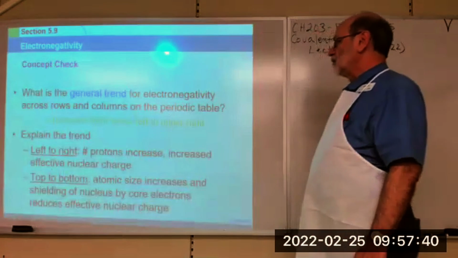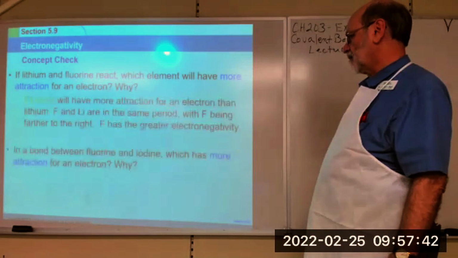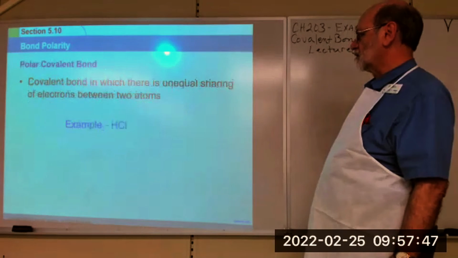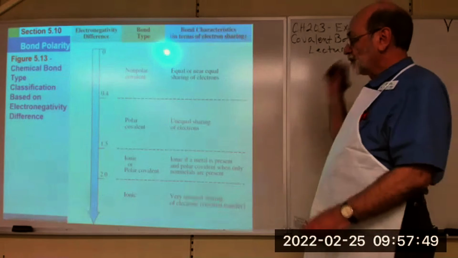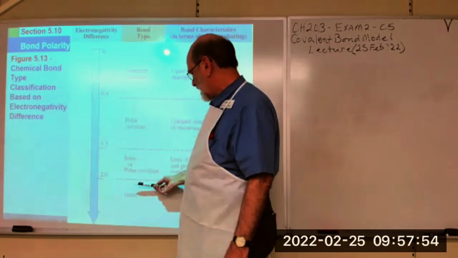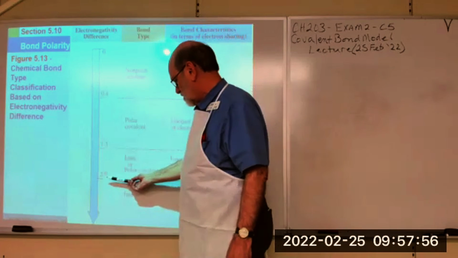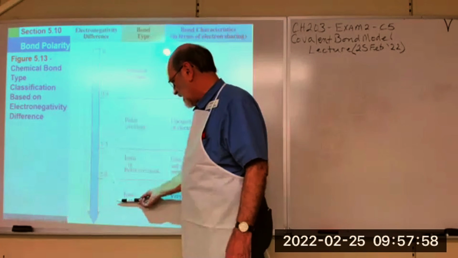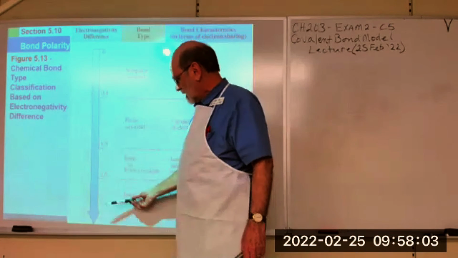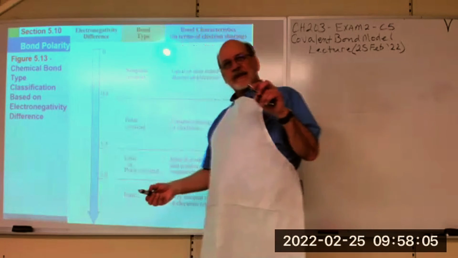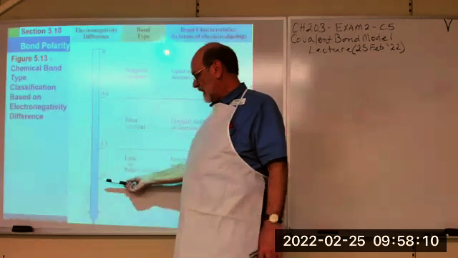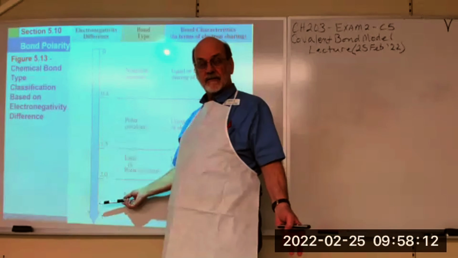So we go to, let's see. Here we go. 2.0. If the difference is 2.0, then it's just the beginning of ionic. We're getting bigger as you go down. So the difference is 2.0. It's sort of a mishmash between ionic and covalent. Anything bigger than 2.0 is ionic.